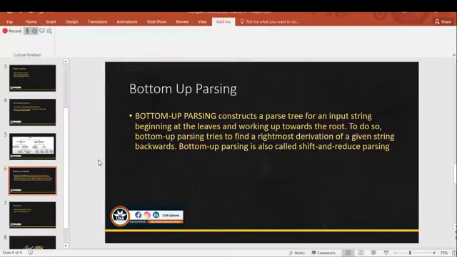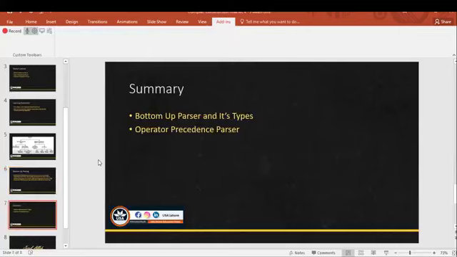In today's lecture, we have talked about what is a bottom-up parser and what are the types of bottom-up parser. Then we discussed what is operator precedence grammar, what are the rules of operator precedence grammar, and if some grammar is not operator precedence grammar, then we have to convert it into operator precedence grammar.